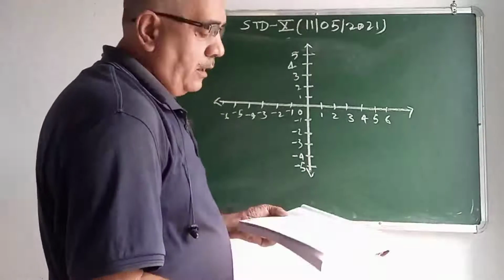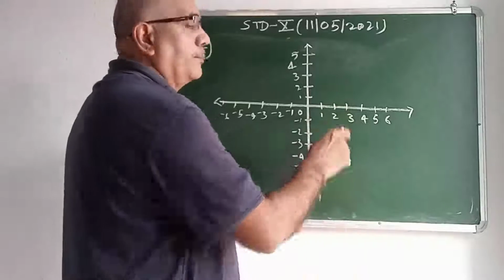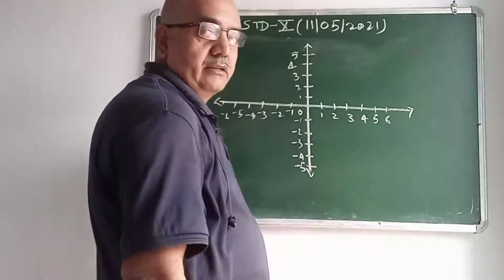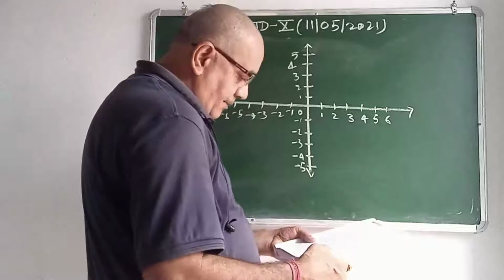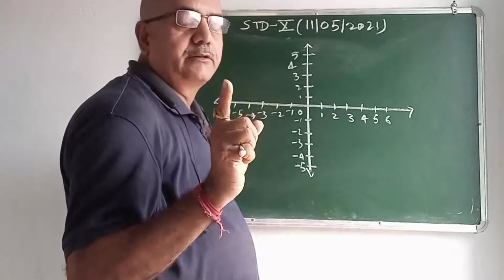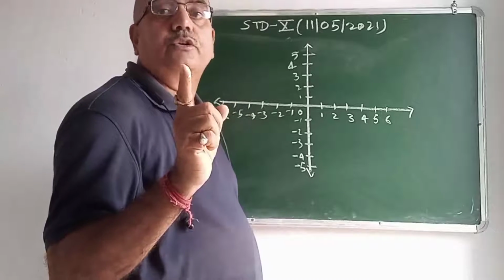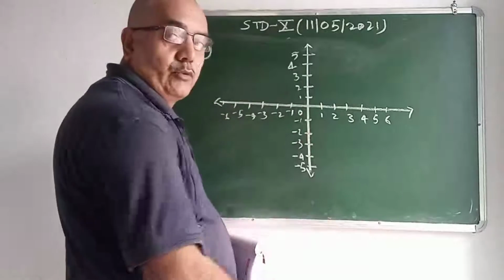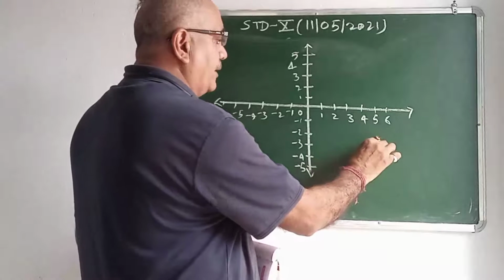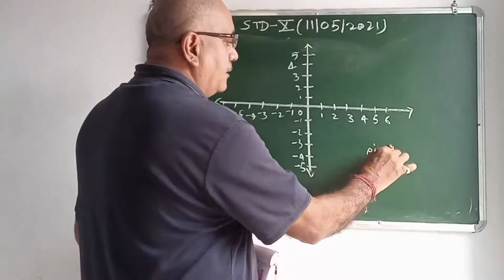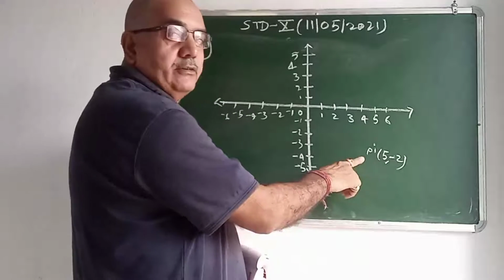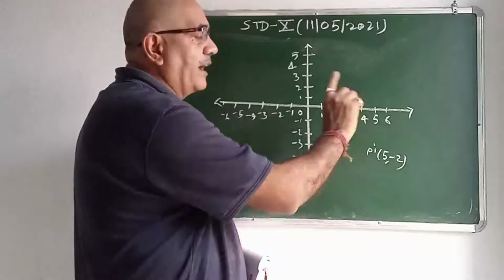Now, after reflection through the x-axis, the point P dash is given as (5, -2). (5, -2) means the x coordinate is 5, the y coordinate is -2. It means it will be in the fourth quadrant. So in the fourth quadrant, this is the point P dash (5, -2). Now this point we get after reflection through the x-axis.